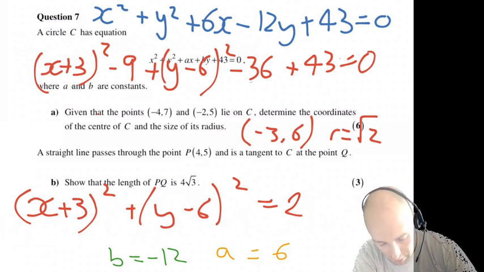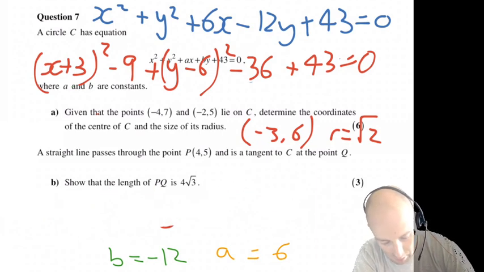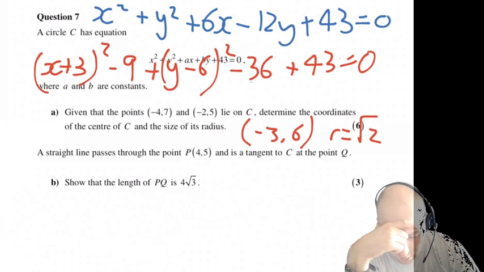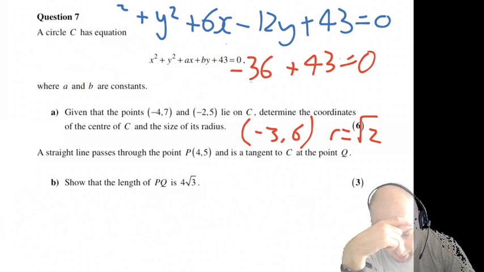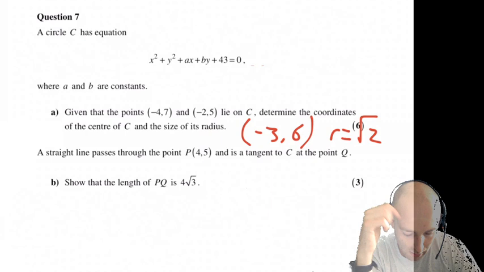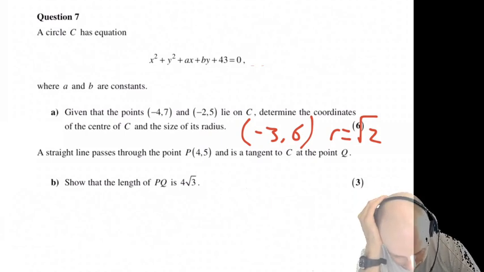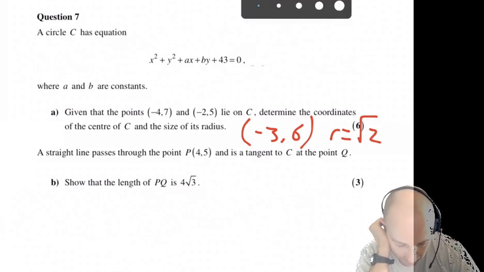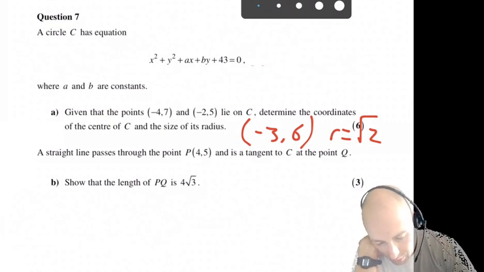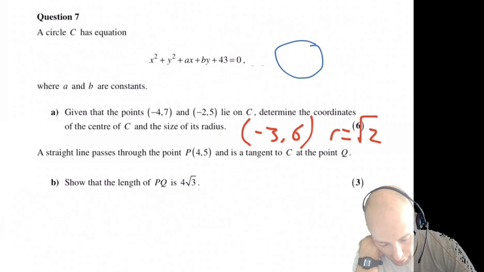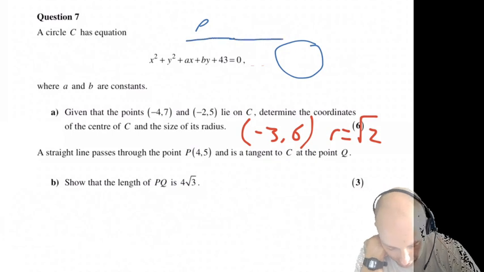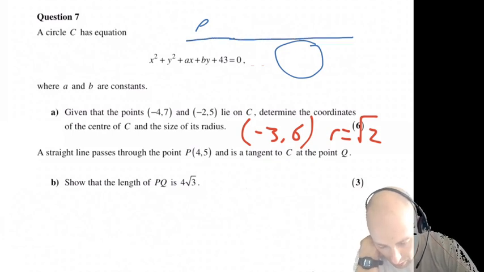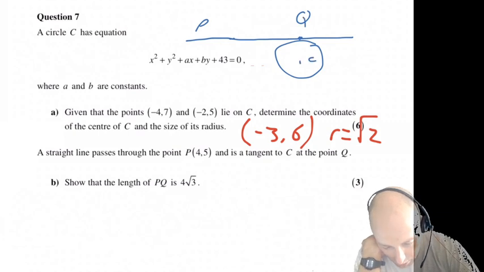So, part B of this question. A straight line passes through a point and is a tangent to our circle at the point Q. So, the length of PQ is this. Okay, let's find the equation of this thing. So we've got a circle, we've got a straight line passes through a point P, maybe here, and is a tangent. So there we go, tangent. And that's the point Q there, the opposite end to C there. We want to find the length of PQ.